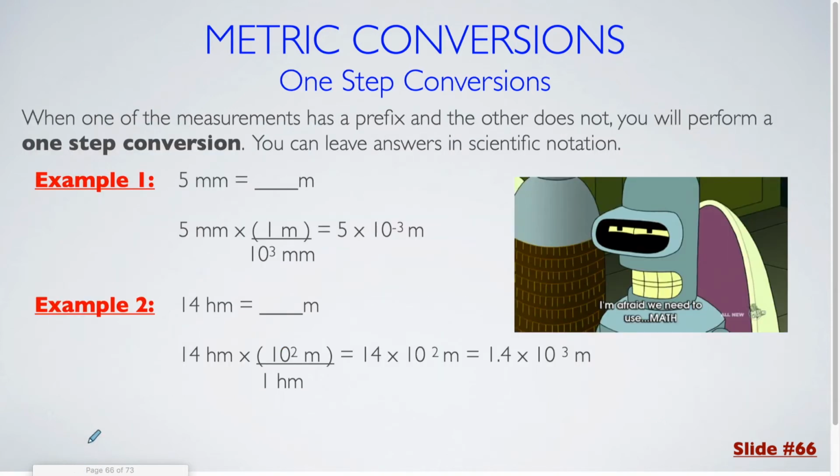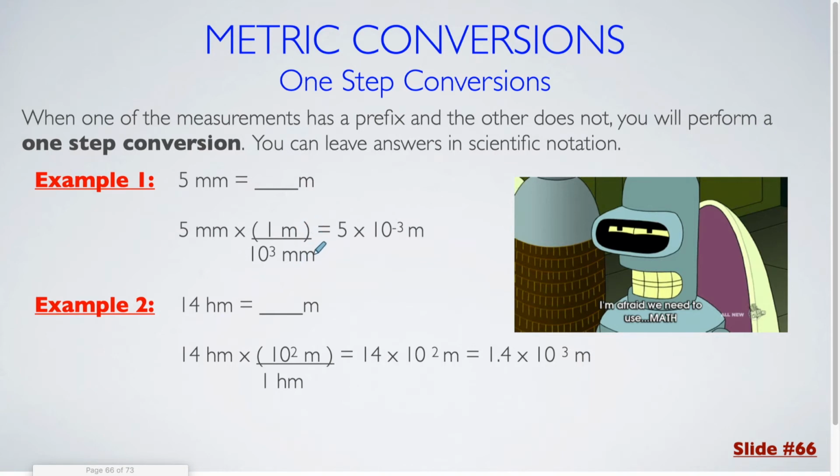So let's look at a couple of examples of one-step conversions. When one of the measurements has a prefix and the other does not, you will perform a one-step conversion. And you can leave your answers in scientific notation. So let's say that we are starting with 5 millimeters, and I want to know how many meters that is. I would put the unit of millimeters on the bottom, and meters on top.